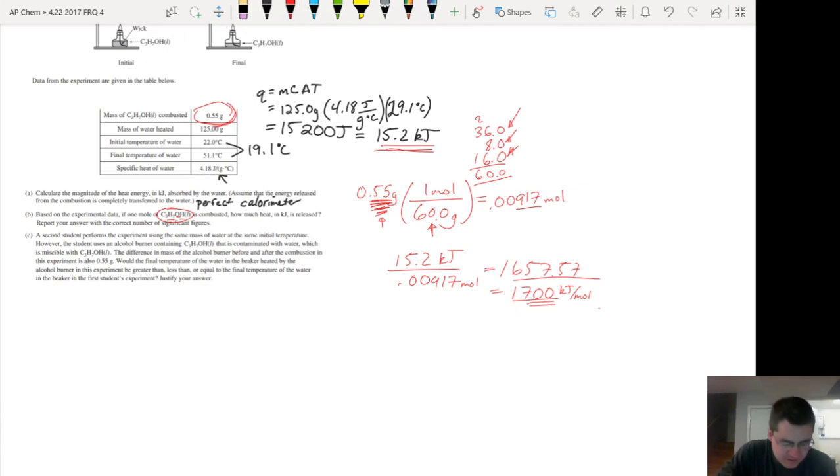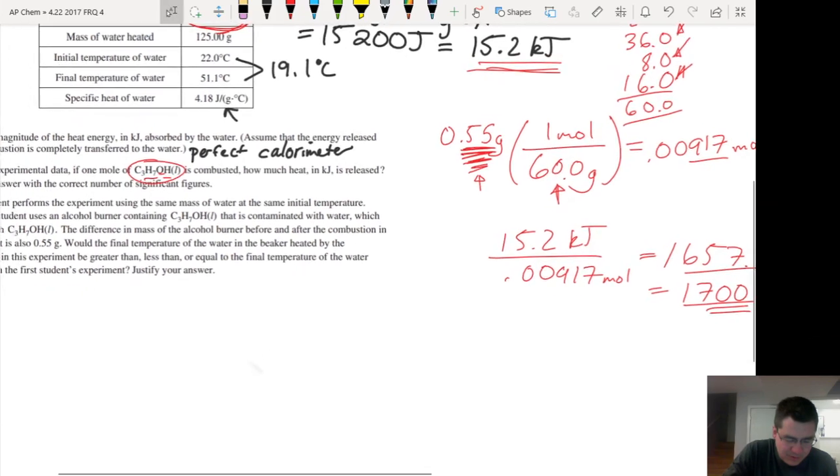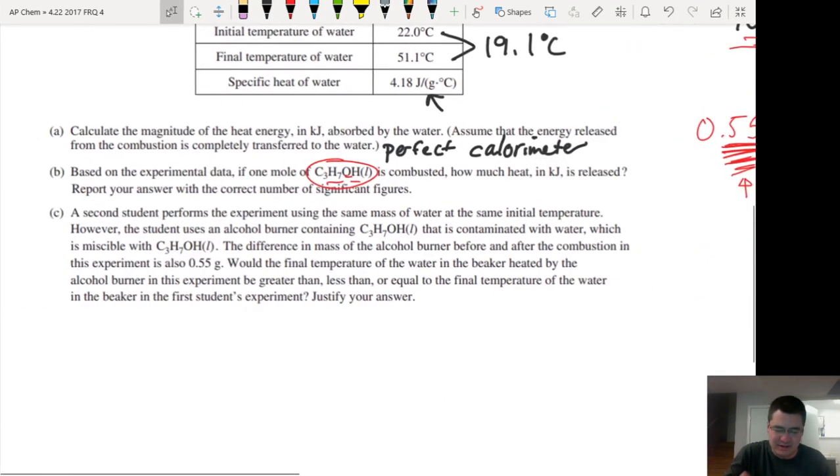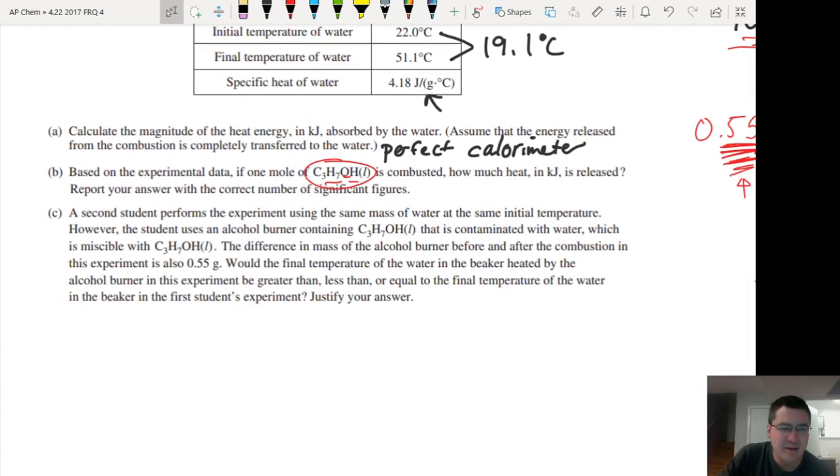Okay, it says a second student performs the experiment using the same mass of water at the same temperature. However, the student uses an alcohol burner containing propanol that's contaminated with water. Okay, now, first of all, why is water miscible? They use the word right there. Why is water miscible with propanol?